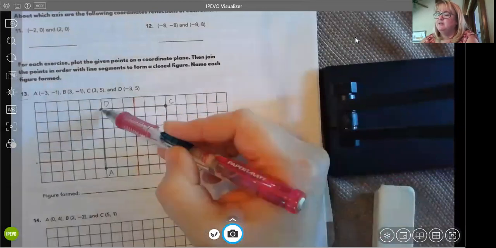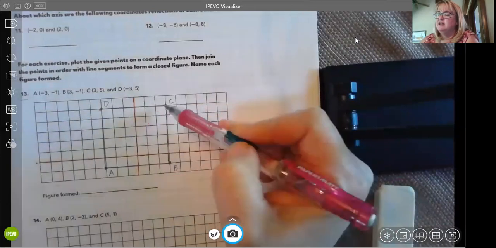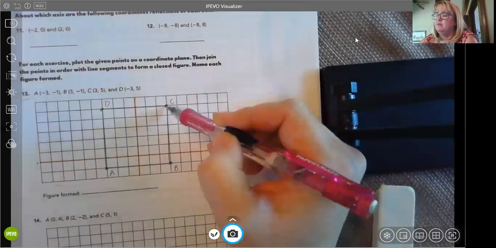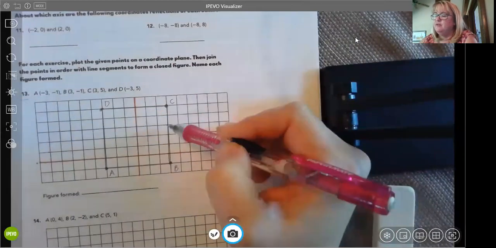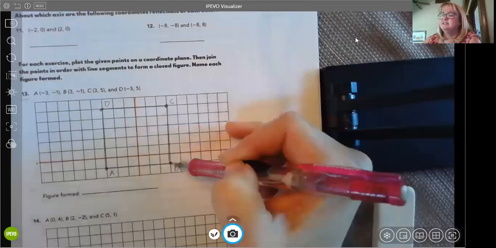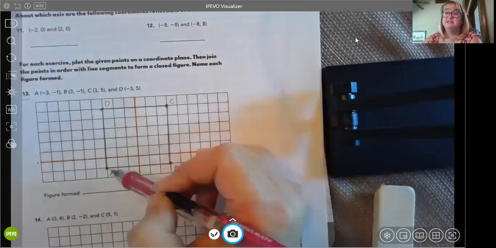So this length from D to C is 1, 2, 3, 4, 5, 6. It's 6 across. And let's see about C to B. 1, 2, 3, 4, 5, 6. It's also 6. So this is 6 units, this is 6 units, 6 units, 6 units. What is that called? That is called a square.